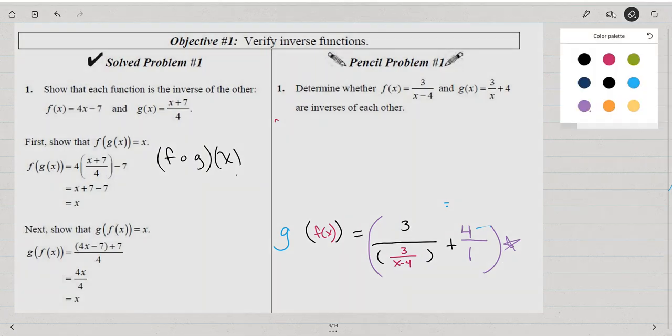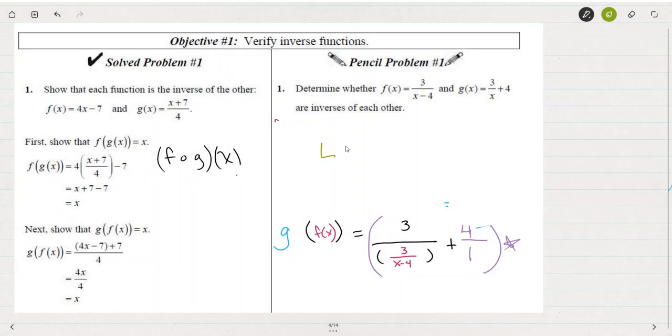Another way, and the method I'm going to recommend here, is I'm going to multiply with the least common denominator being x minus 4, because in the denominators we have an x minus 4 and a 1. If I multiply the numerator and the denominator both by x minus 4, so everything in the top and everything in the bottom by x minus 4, that's one way to get rid of that x minus 4.